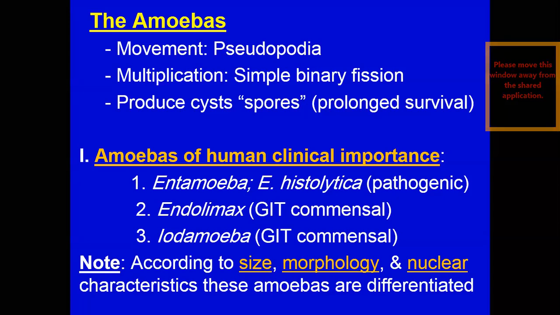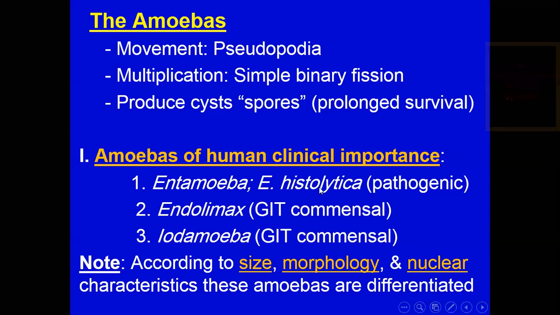Just in case, to differentiate between them according to their size, morphology, and nuclear characteristics, we are going to depend on the nuclear characteristics to differentiate between these different types. Let us go. The species that we are concerned with is Entamoeba histolytica. Let us go to Entamoeba in general.